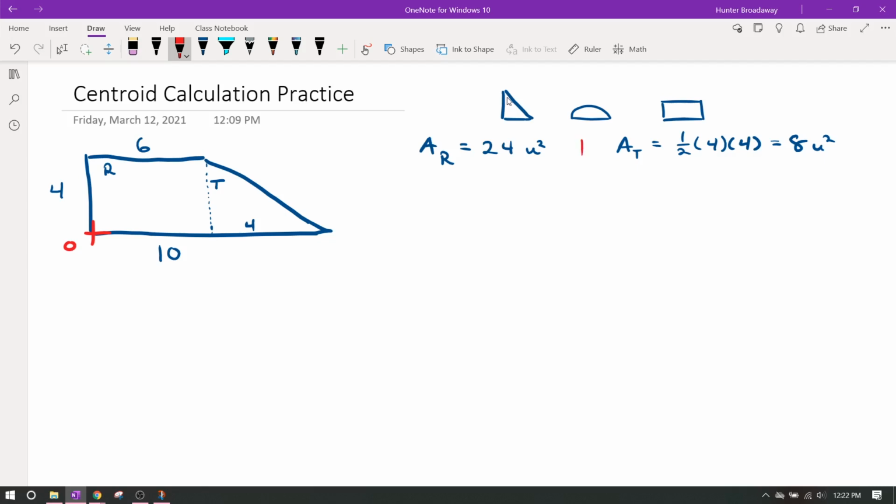So I'm going to just put a little space right here. I'm going to draw a line down. On the left side, we'll put everything that's for the rectangle, and on the right side, we'll put down everything that's on the triangle side.